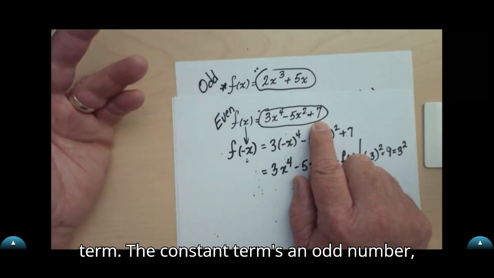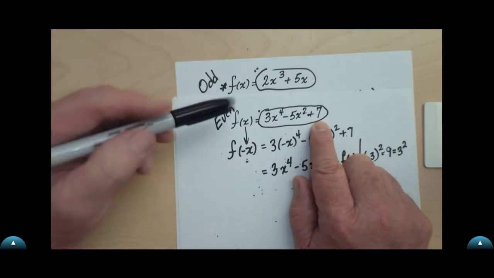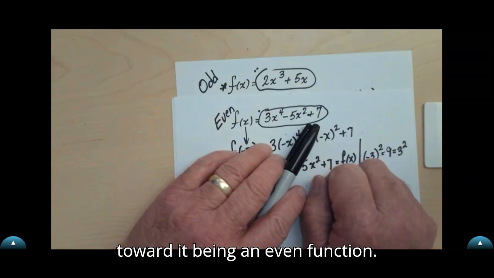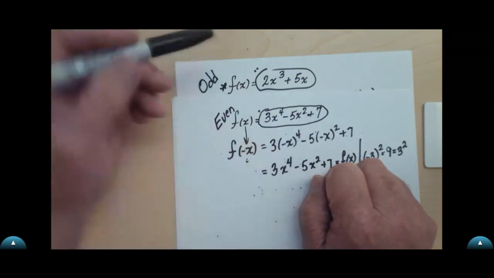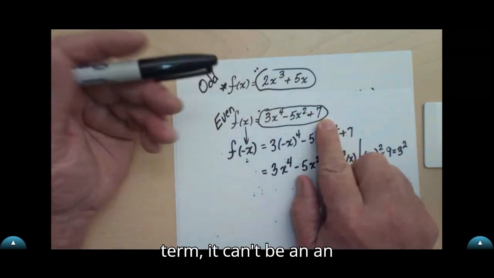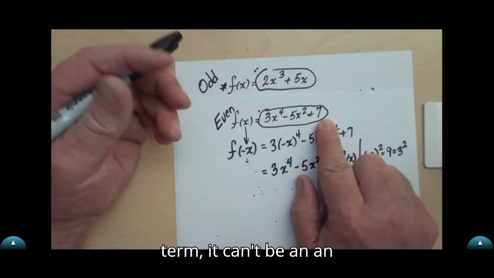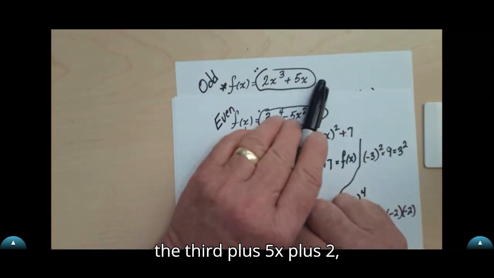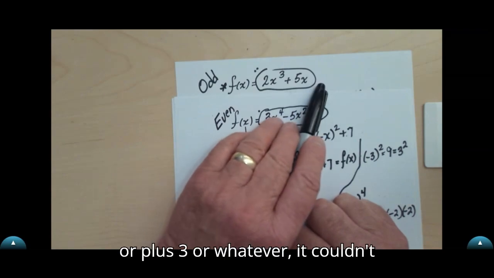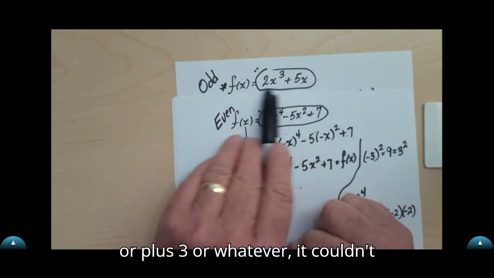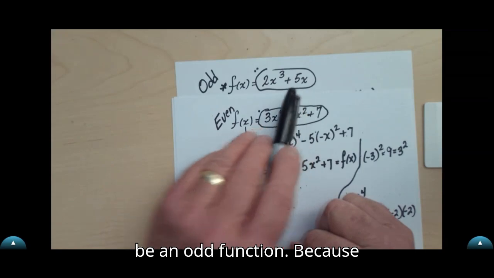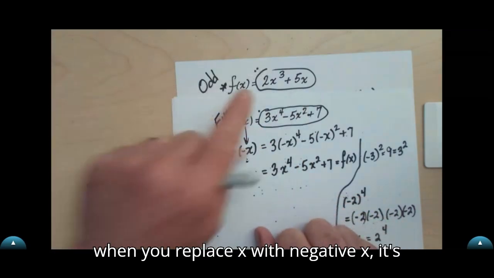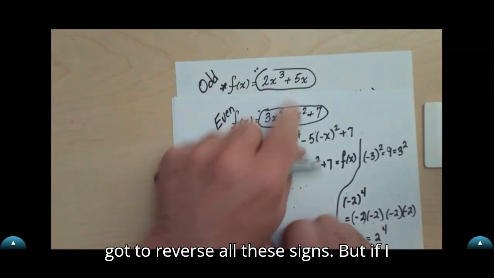The constant term's an odd number, but the constant term always contributes toward it being an even function. So in other words, if it's got a constant term, it can't be an odd function. Like if this had been 2x to the third plus 5x plus 2 or plus 3 or whatever, it couldn't be an odd function. Because remember, for it to be an odd function, when you replace x with negative x, it's got to reverse all these signs.